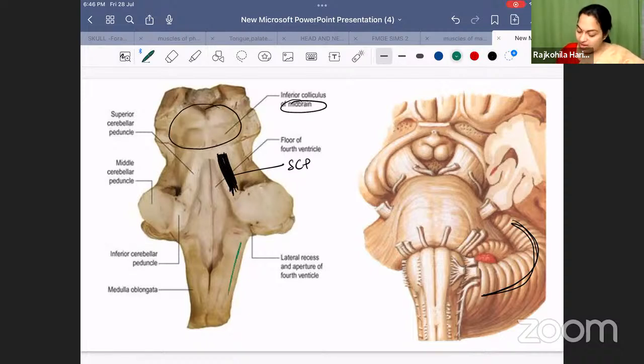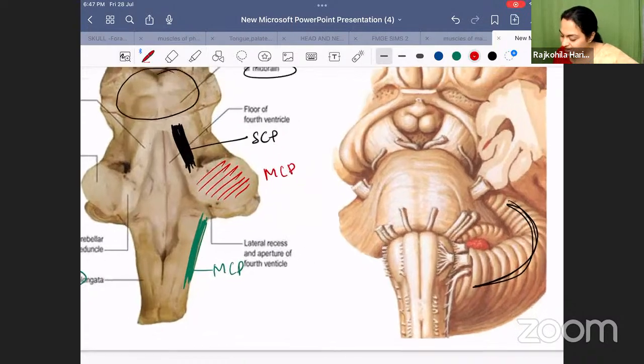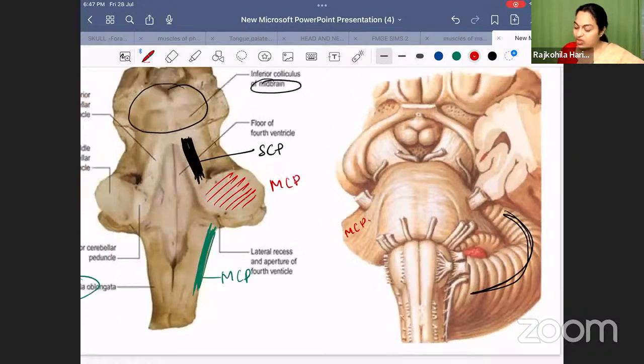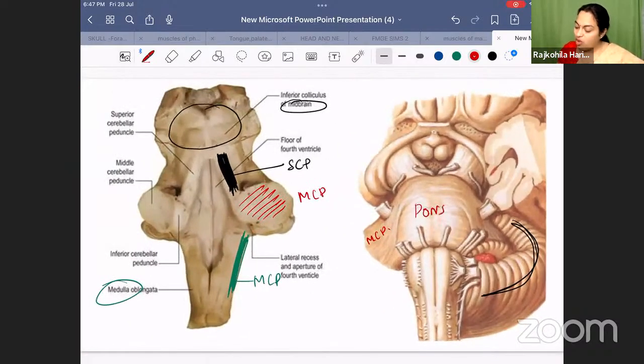Now this one here coming from below, that's from the medulla, going towards the cerebellum. That's the inferior cerebellar peduncle, connecting the medulla with the cerebellum. And this one here, in the pons, connecting the pons to the cerebellum, this is the middle cerebellar peduncle. You can make out the middle cerebellar peduncle here also. This is your pons, this is medulla. So this picture I've just put to show you the middle cerebellar peduncle.